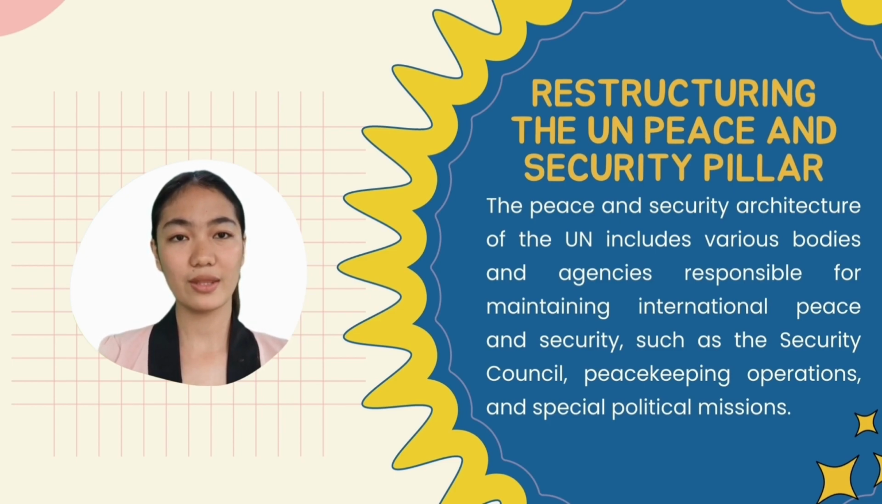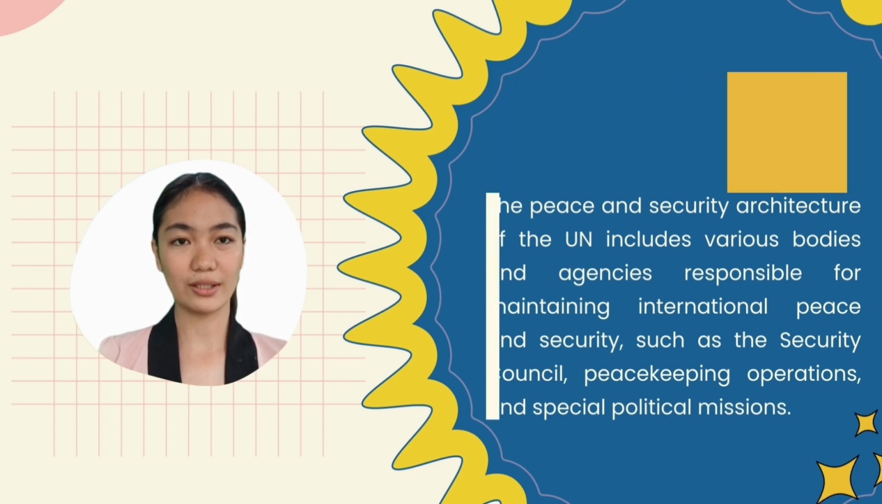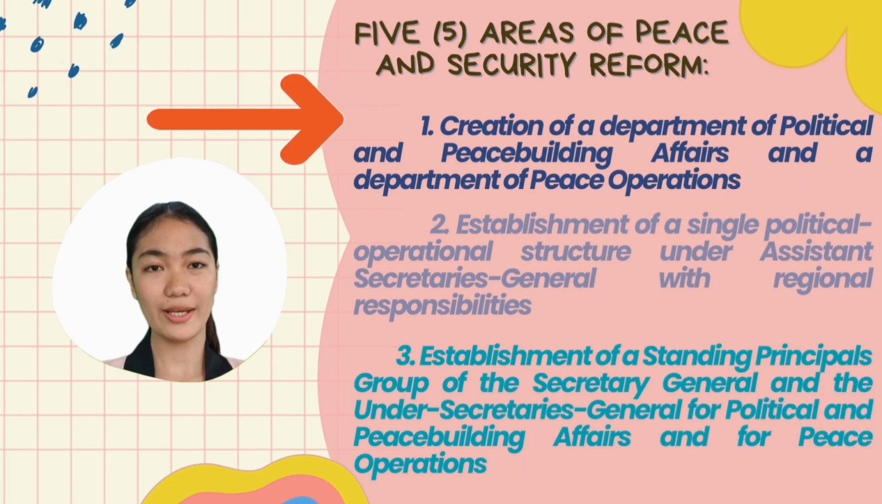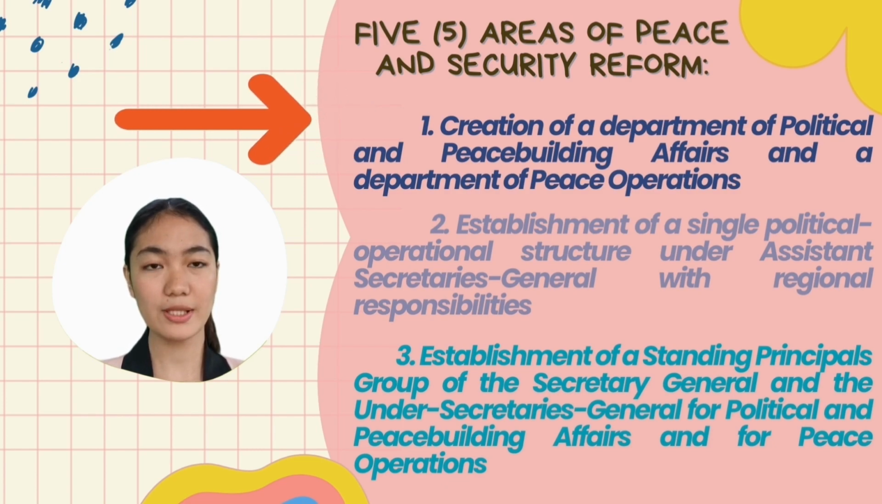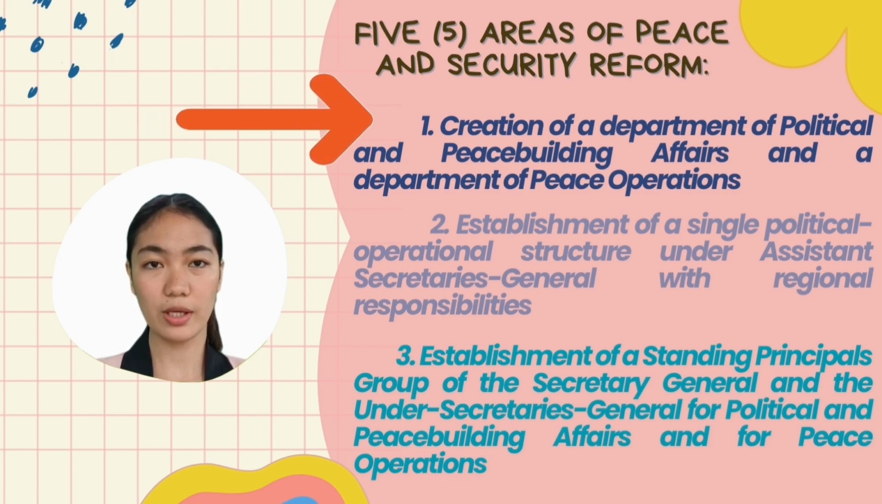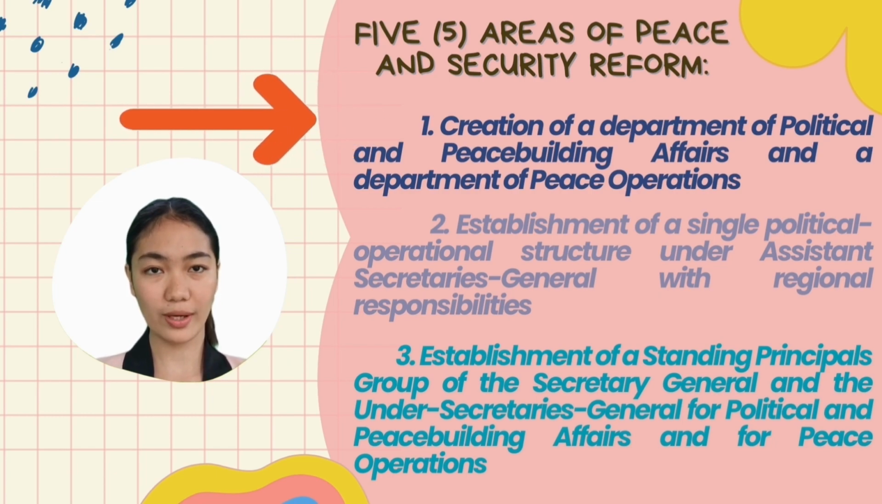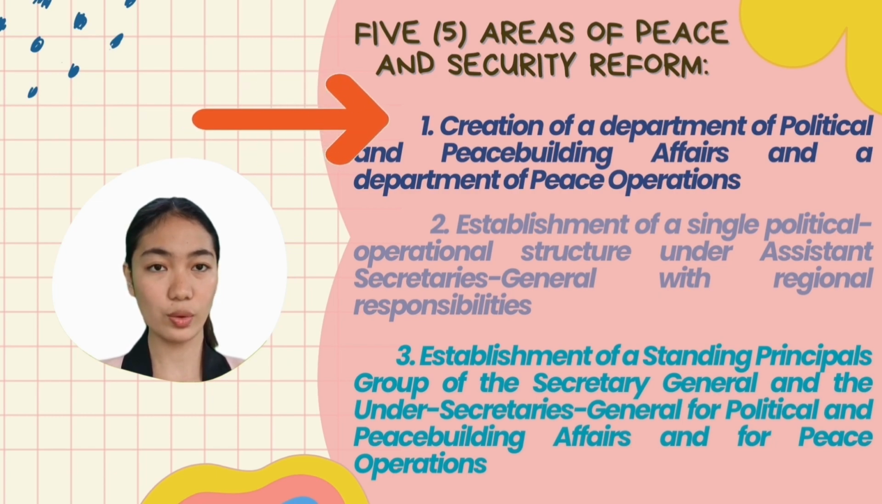However, he believed that this should be done in a way that is consistent with the broader management reform agenda of the UN. Five areas of peace and security reform. The first one is the creation of a Department of Political and Peacebuilding Affairs and a Department of Peace Operations. The first proposed reform is to create 2 new departments within the UN.